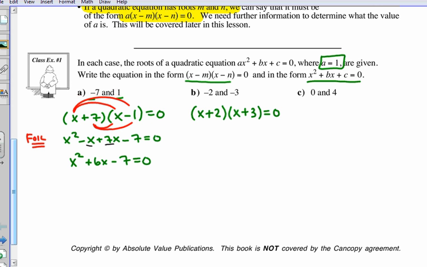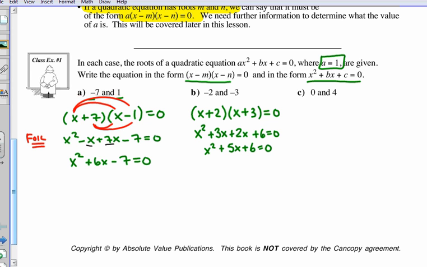So again, in foiling this out, x times x is x squared, x times positive 3 is positive 3x, then the 2 times the x is 2x, and 2 times 3 is 6. Now our last step is collect like terms. So x squared plus 5x plus 6 equals 0. There you go.